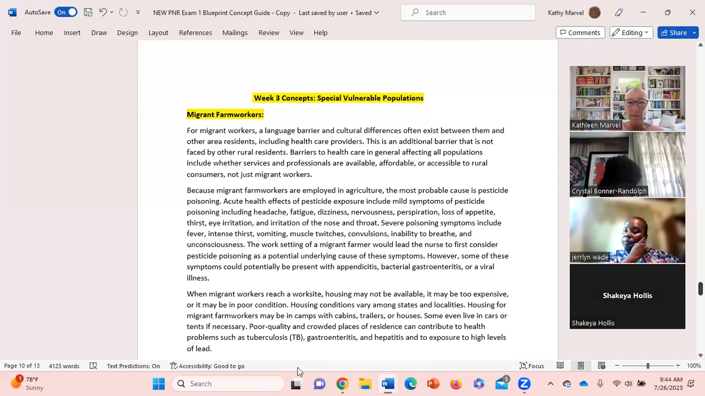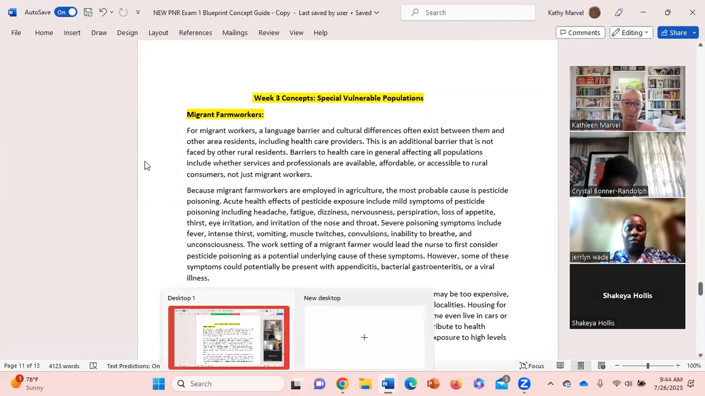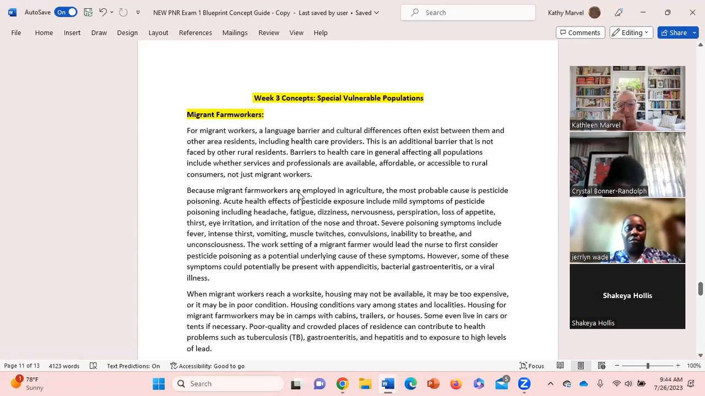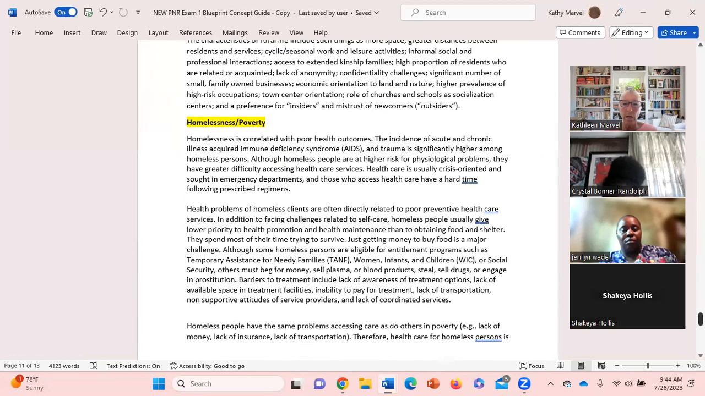Okay, last week we covered this. This week, my Monday students have already gone through this. My Wednesday and Friday classes will go through it today and Friday, but migrant workers, okay? There's 3 special vulnerable populations we're covering this week. Migrant farm workers, rural population, and then the homelessness/poverty.